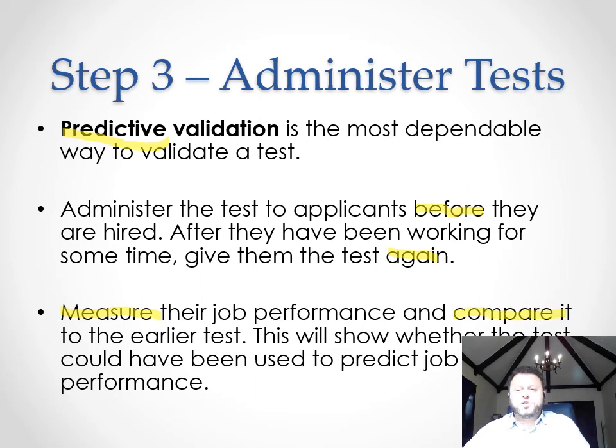And this will show us whether or not we have criterion or criteria validity. Did the test predict the job? You do well on the test, you do well on the job, you do bad on the test, you do bad on the job. Well on the test, well on the job. Bad on the test, bad on the job. That's criteria validity.